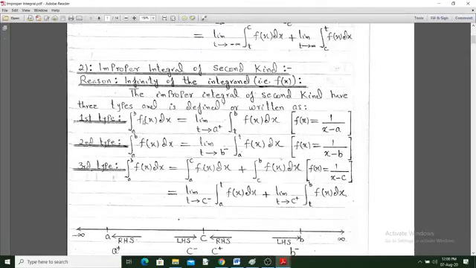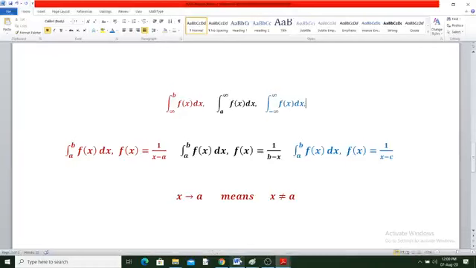And you know that in an integral, this f of x is called the integrand. So if this f of x is infinity either at the lower or upper limit or at a number c in between, then this is called improper integral of the second kind. Let's see this chart here. These are examples of improper integrals of the first kind, and these are improper integrals of the second kind.